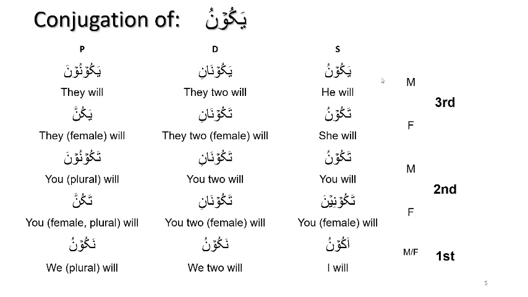Here now is the conjugation of yakunu, and you need to pause this video and learn this conjugation. Third person male, singular, dual, plural is yakunu, yakunani, yakununa, and so on. So again, pause and learn this conjugation.